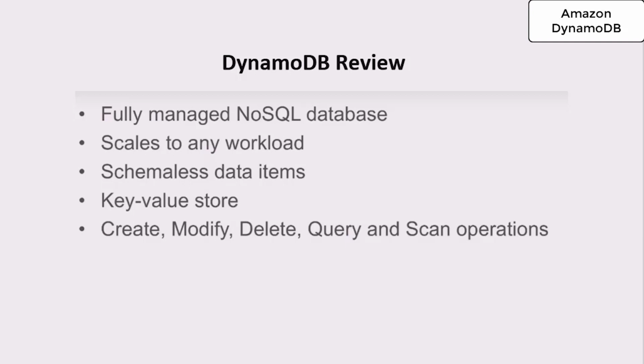Now let's review the DynamoDB features which we have learned till now. It's a fully managed NoSQL database. It can scale to any workload. It's schemaless. That means you can have one attribute or multiple attributes, or no attribute, not an issue. This is completely unstructured, so you don't have to worry about that. The fourth one is that it's a key value store. So the data will be stored in the form of key and value. And the final thing is that you can create, modify, delete, query, and scan operations. You can do these operations on a DynamoDB table. So that's all from module 3.